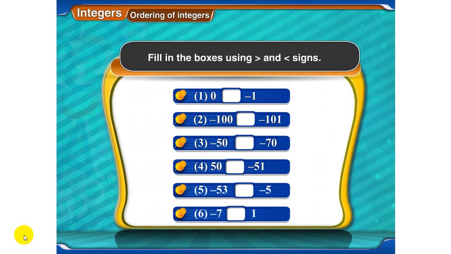Fill in the boxes using greater than or less than signs. 1. 0 is greater than -1. 2. -100 is greater than -101. 3. -50 is greater than -70. 4. 50 is greater than -51. 5. -53 is less than -5. 6. -7 is less than 1.